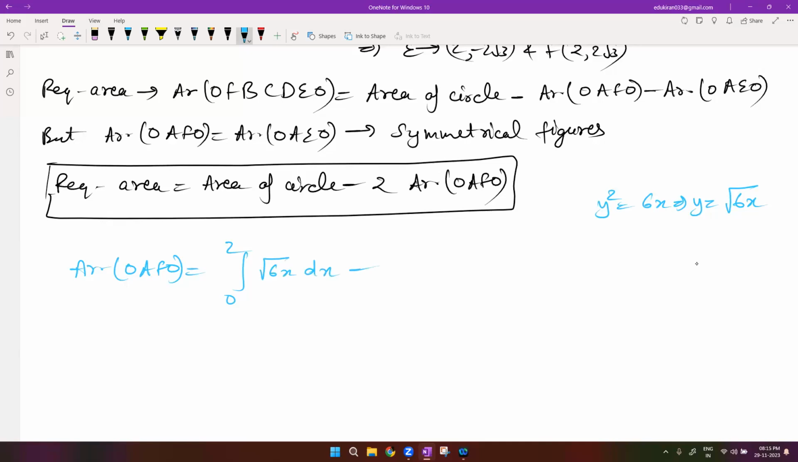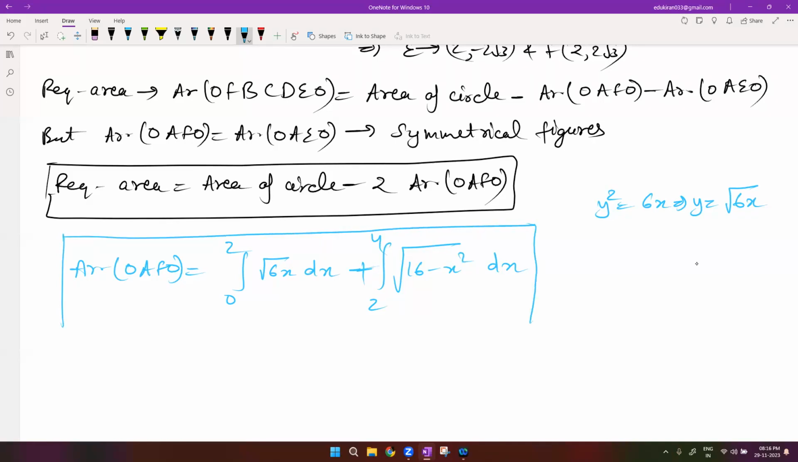You always have to integrate y, I mean, not y square. So we will convert everything in terms of y. And another equation must be this. Sorry, not minus. It should be plus. From 0 to 2, this equation of parabola, this area. From 2 to 4, the area under the circle. This will be your area of OAFO, which will help you in finding out the required area.